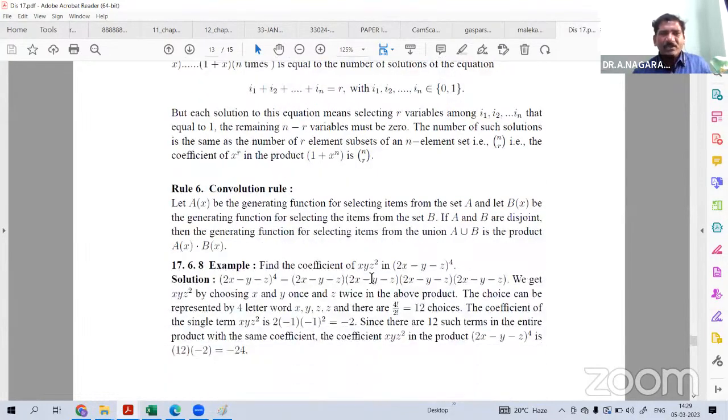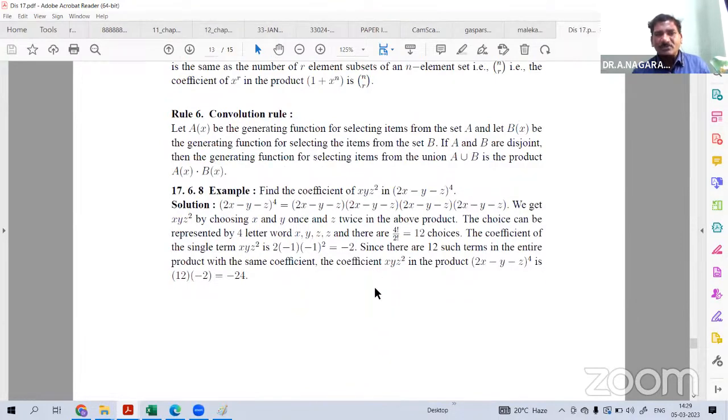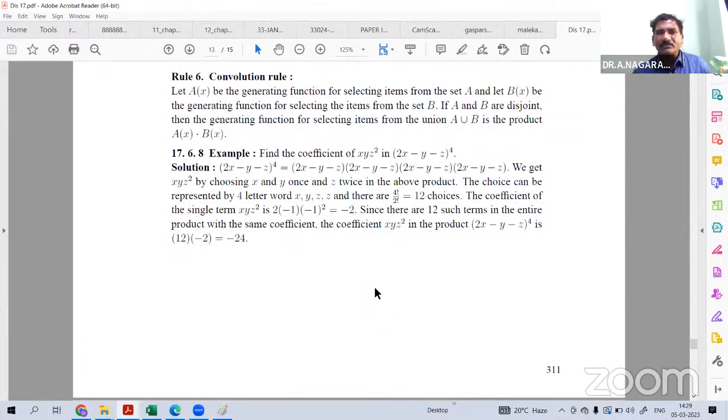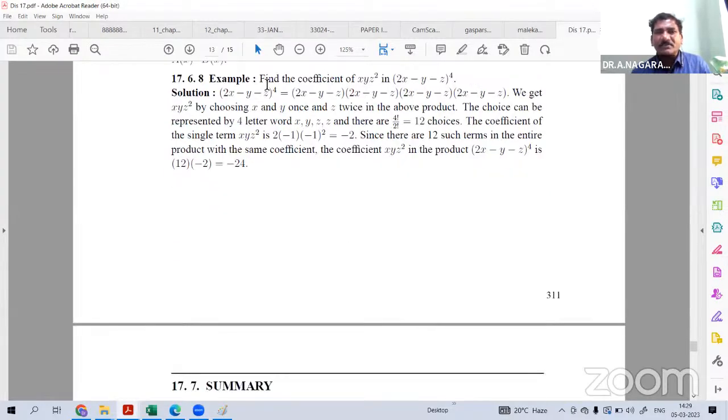Next, it is coming to rule number 6, the convolution rule. The convolution rule comes with union formations. We have disjoint sets, and the union A union B is equal to the product formation. We can write a of x into b of x. That comes to the convolution rule. The example of the convolution rule is to find the coefficient of this term.